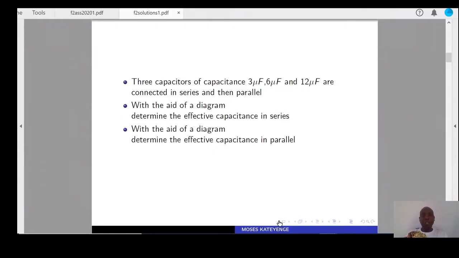The next question is telling us that three capacitors of capacitance 3 microfarads, 6 microfarads, and 12 microfarads are connected in series and then in parallel. The first question is telling us, with the aid of a diagram, determine the effective capacitance in series. And the second question says, with the aid of a diagram, determine the effective capacitance in parallel.